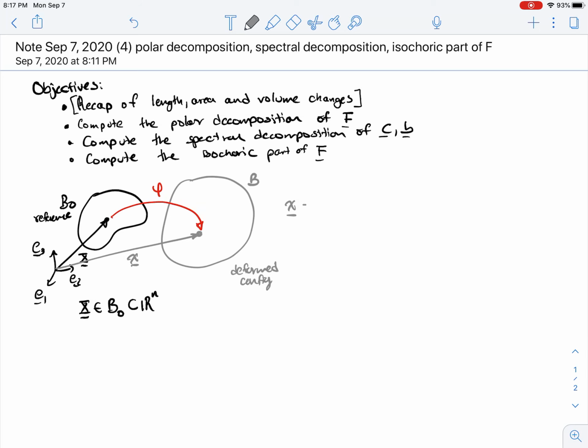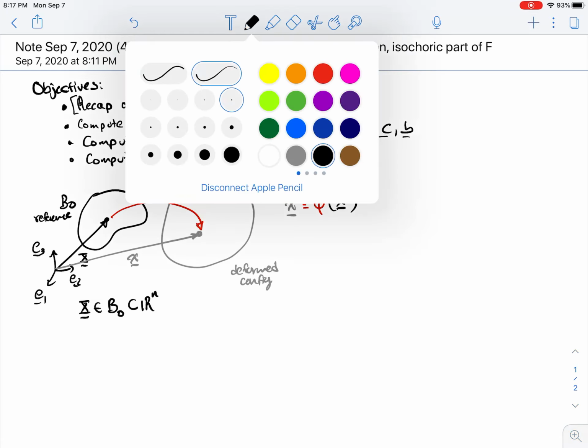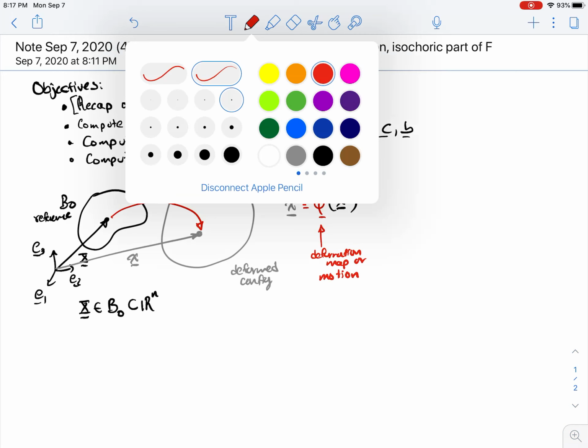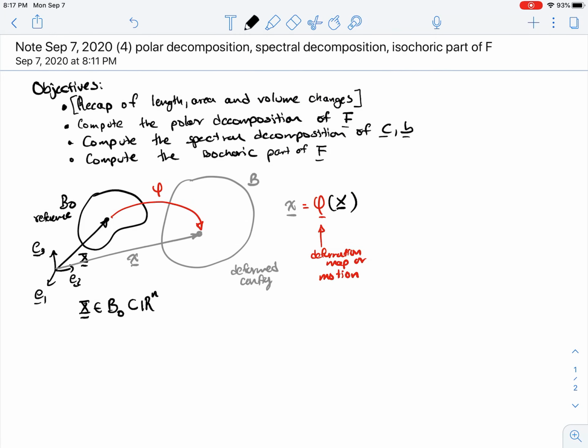And then another way of putting this was that little vectors x are equal to this map phi of the other vectors X, and this is a vector as well. So it's a vector valued function of a vector input. That was the deformation map, and you should think of this as the motion, or motion if it depends on time, which I'm skipping right now.